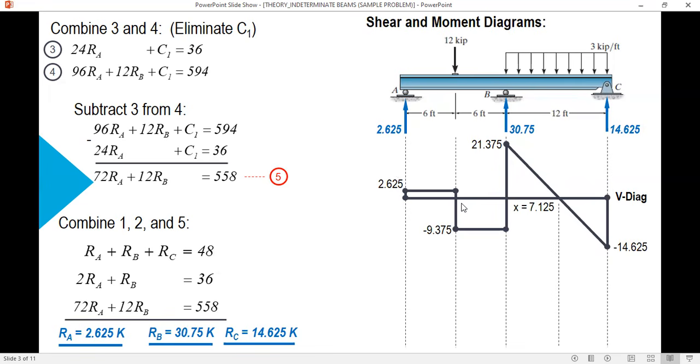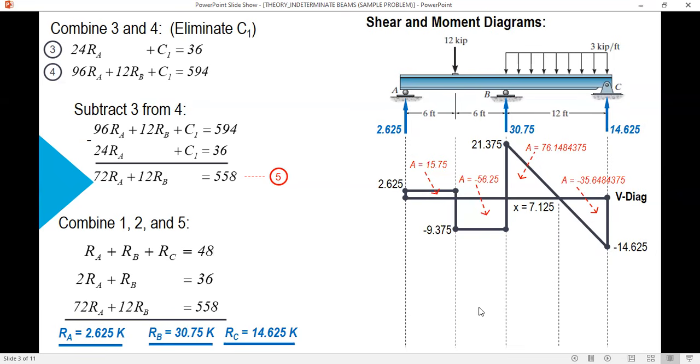So next is we compute the area. 2.625 times 6. The area is 15.75. Next, negative 9.375 times 6. Negative 56.25. Next, triangle. 1/2 of base times height. This is the area. And this one, area of triangle again. 1/2 of this distance, 12 minus 7.125 times 14.625. The area is this.